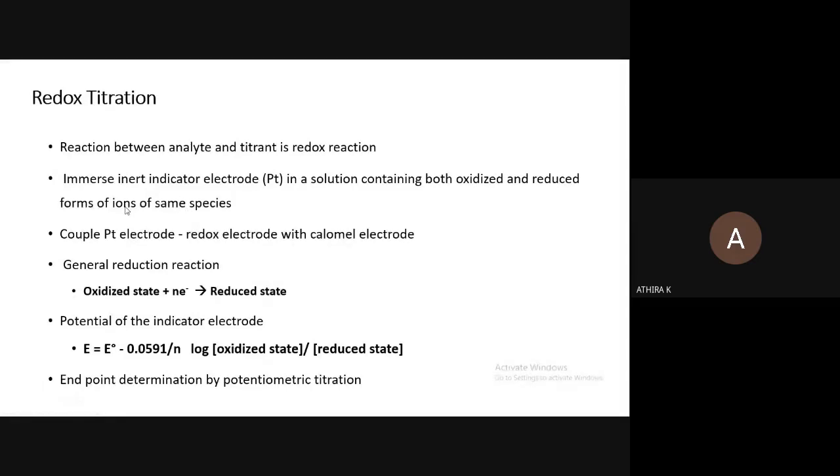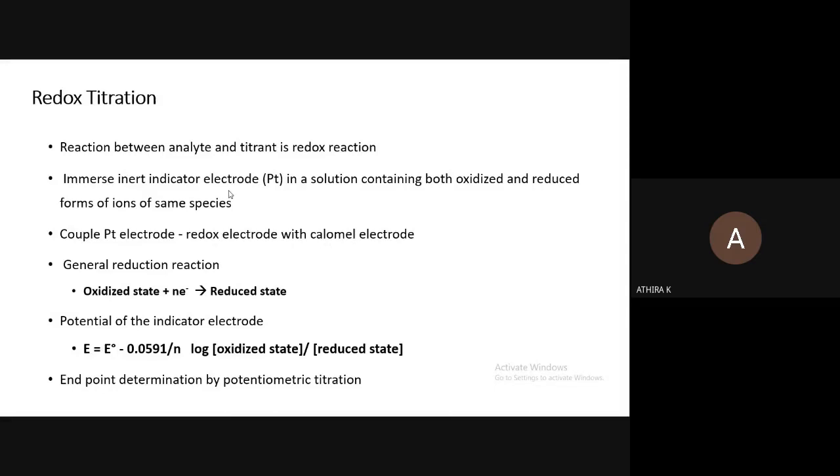We use an inert platinum electrode, which is our indicator electrode. The inert platinum electrode is used as the indicator electrode, and it is dipped in a solution containing ions which are oxidized and reduced.